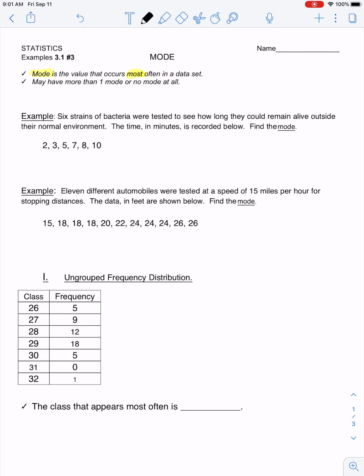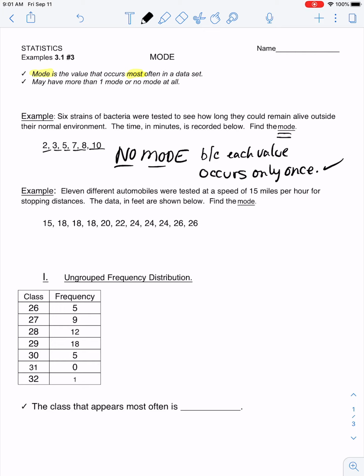In this first example, 6 strains of bacteria were tested to see how long they could remain alive outside their environment. Here's the data. As we go through, we see all different numbers listed. So for the mode on this, you would just say there is no mode. That's because each value occurs only once. So that's a done deal.